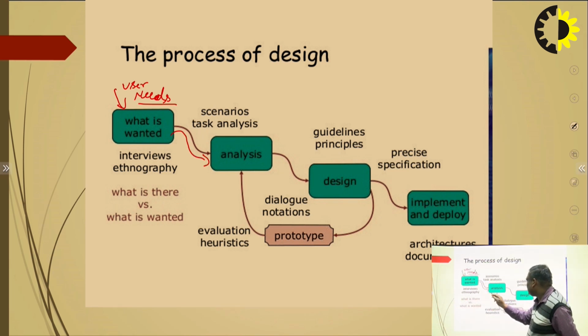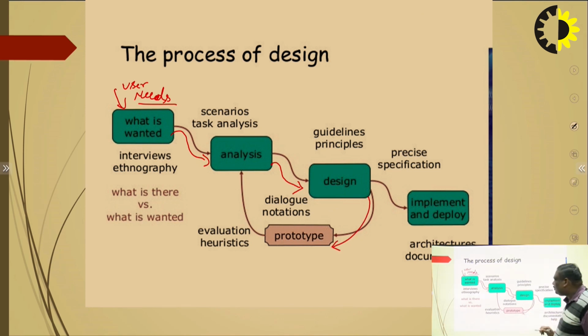Analyze it. After analysis, design with the help of several guidelines. This design is converted into the prototype. Prototype is evaluated by the users. If evaluation is a success, then go to the implementation part. If any updation is required, then analyze it, then again design it. So this one is a looping process.